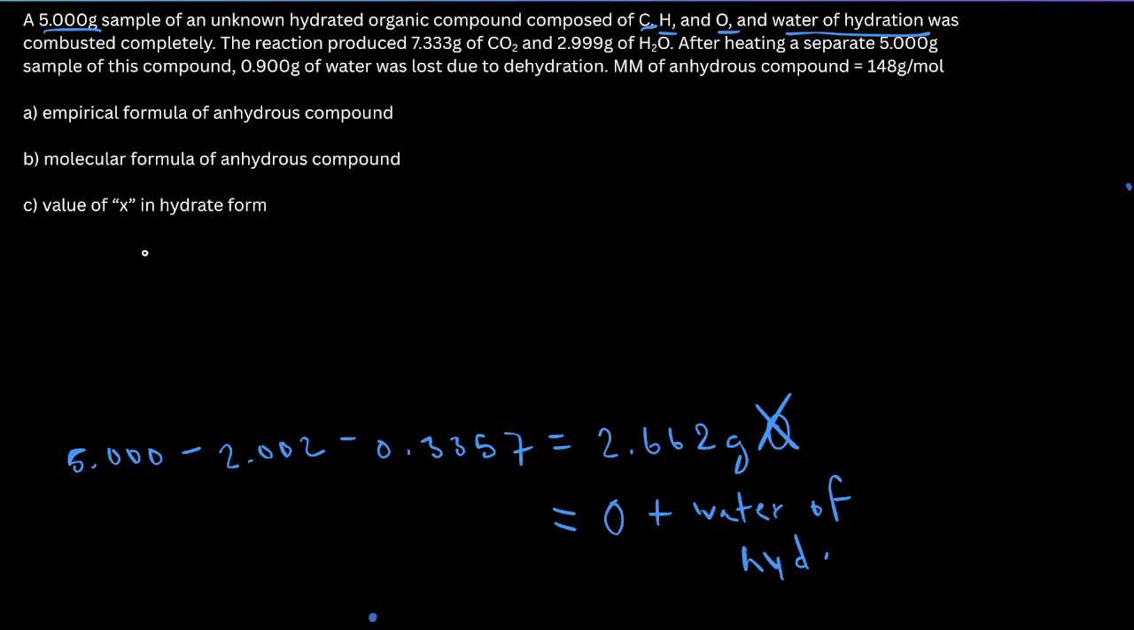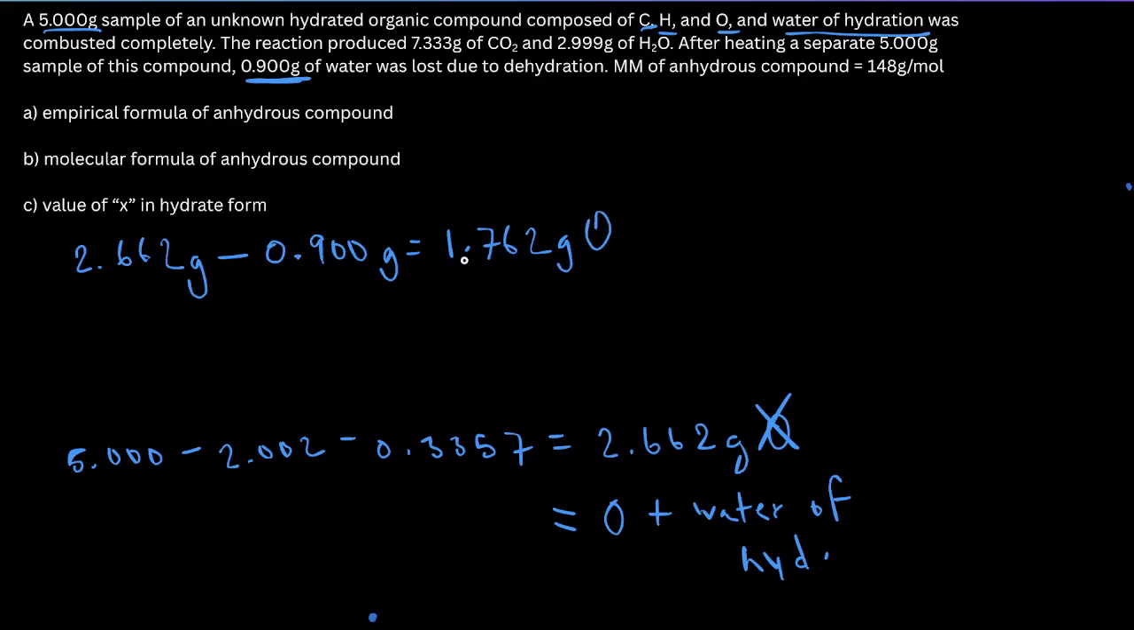How do we do that? Well, we take this 2.662 grams and from it subtract the water of hydration. Well, from this 5-gram sample. Where do we get that information? Well, just look right back at our problem. In the problem statement, we see that after heating a separate 5-gram sample of the compound, 0.9 grams of water was lost due to dehydration. And this is our water of hydration. And this is an answer of 1.762 grams. And this is our oxygen.